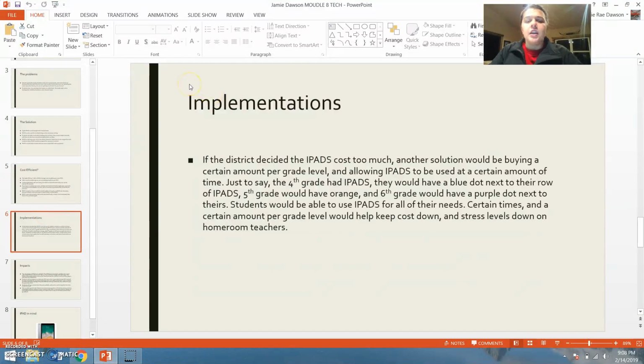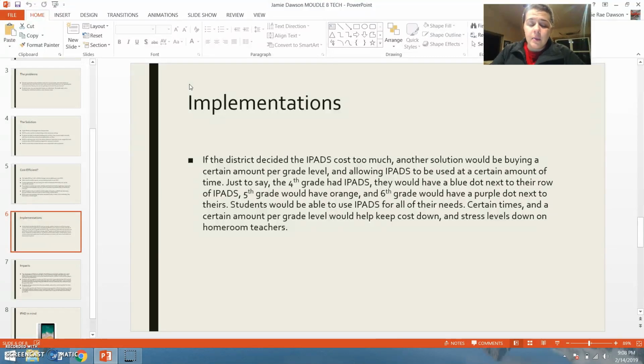And the implementations. So if the district decided that the iPads cost too much, another solution would be buying a certain amount per grade level. If they didn't want to buy 10 per classroom, per se, that'd be a lot of classrooms, because personally, where I work now, I'm just going to toss that out there. We have 8 third grade classrooms, 7 fourth grade classrooms, and 7 fifth grade classrooms, and that does not include the SPED department. So we've got a lot of classrooms. So if they didn't want to spend 10 iPads per classroom, I can understand that, because that will be costly if you do not have the funds for your district.